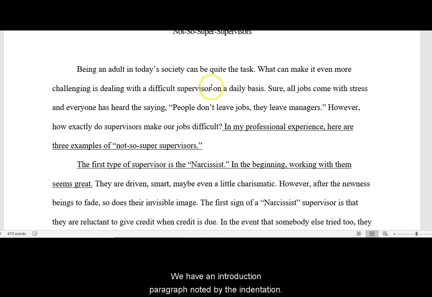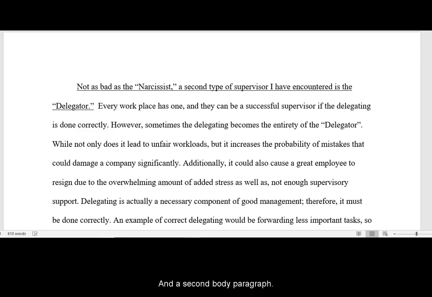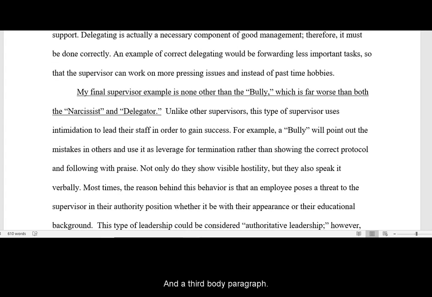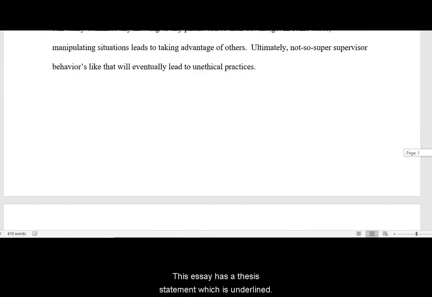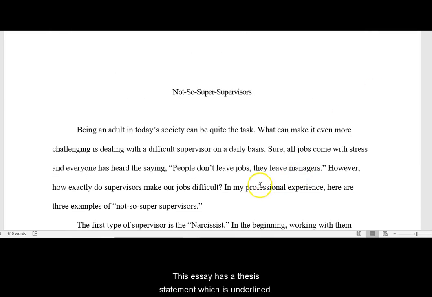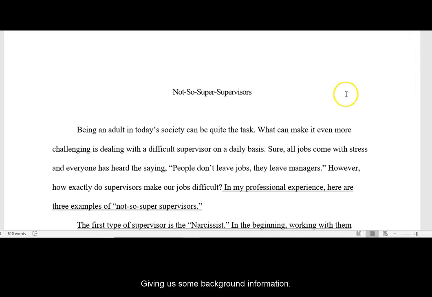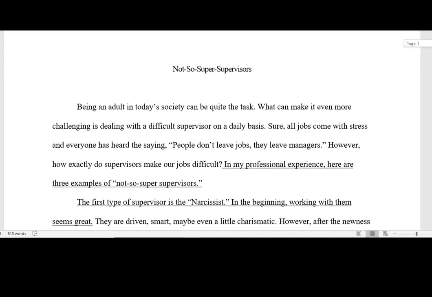We have an introduction paragraph noted by the indentation. Another indentation identifies the first body paragraph, and a second body paragraph, and a third body paragraph. And then we have a conclusion paragraph. This essay has a thesis statement, which is underlined. It is using a specific type of introduction strategy, giving us some background information, an anecdote about jobs.